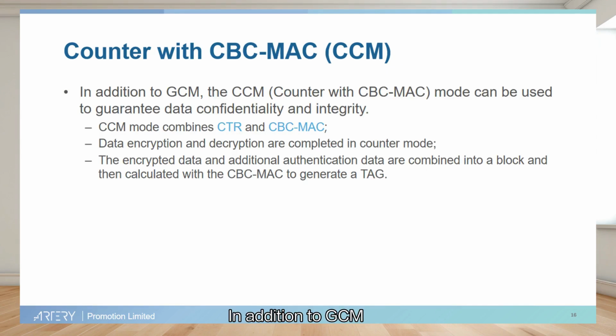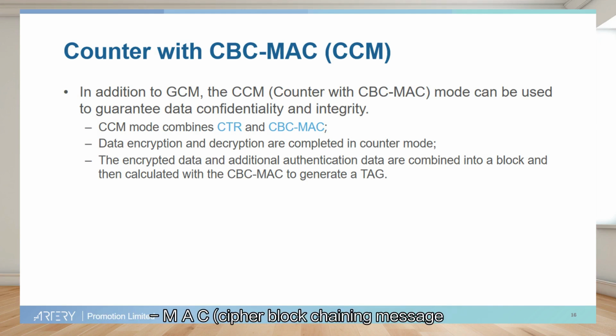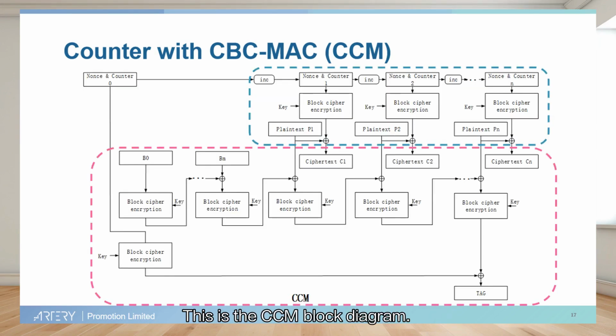In addition to GCM, CCM, counter with CBC-MAC, is also applicable to guarantee data confidentiality and integrity. The CCM mode combines CTR counter mode and CBC-MAC, cipher block chaining message authentication code. In CCM mode, data encryption and decryption are completed in counter mode. The encrypted data and additional authentication data are combined into a block and then calculated with the CBC-MAC to generate a tag. This is the CCM block diagram.